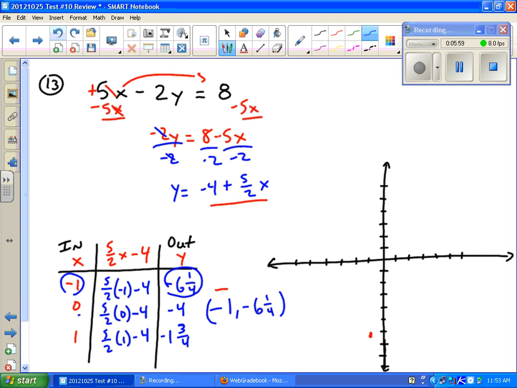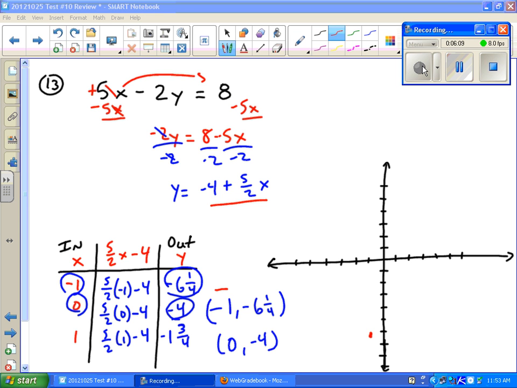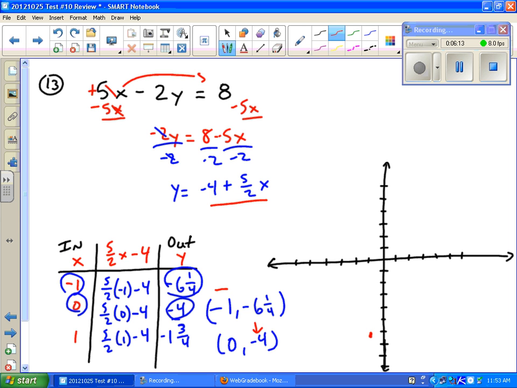Your second ordered pair is 0, -4. This one's a little easier to graph. 0, -4 tells you not to go left or right at all, but to go down 4 times. So again, starting at the origin, don't go left or right, but go down 1, 2, 3, 4 for your second point. And again, I'm just going to erase that so it doesn't get too messy. There's your second point. Your first one, when you named it, was -1, -6 and 1/4. That's your first point. Your second one is 0, -4, your second point.